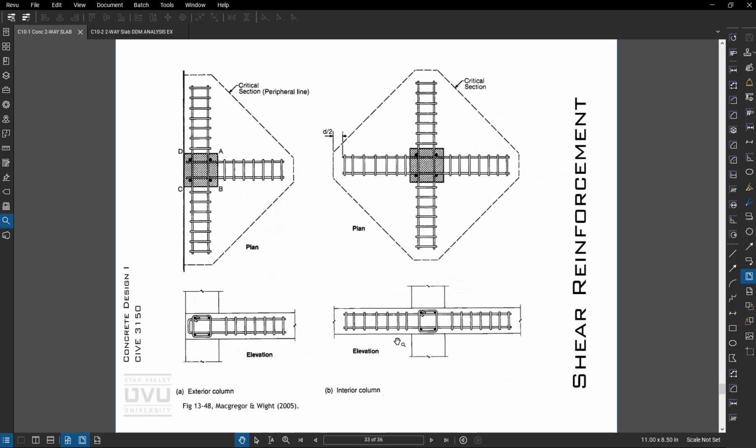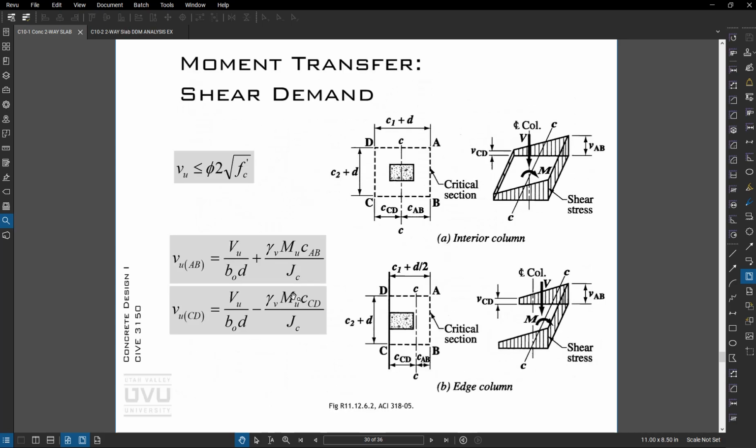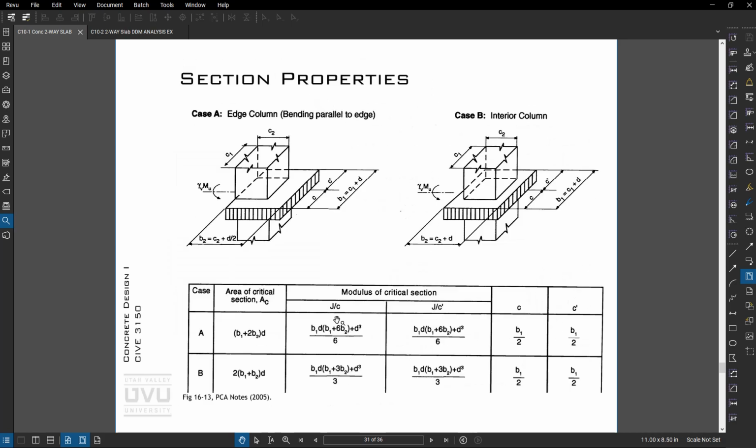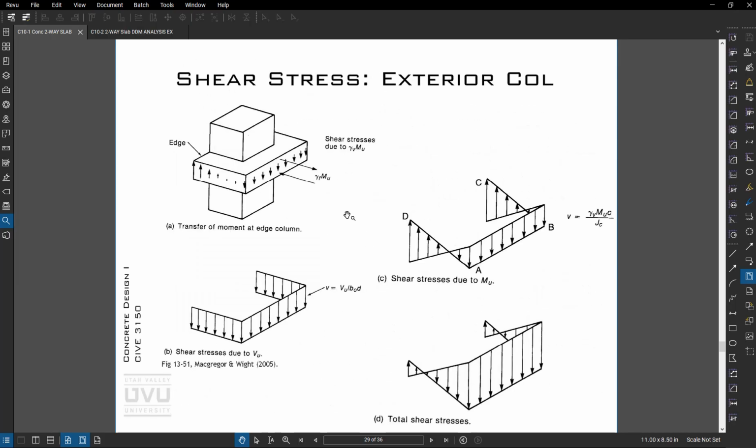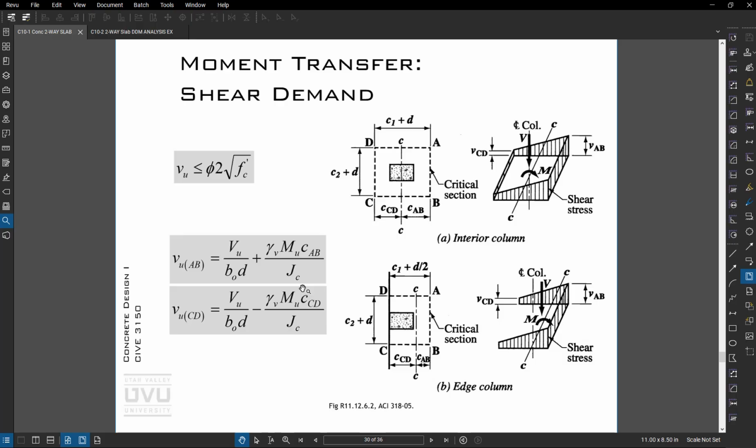Again, we're going to calculate these shear stresses due to a combination of the vertical shear and the shear from the moment transfer into the column.